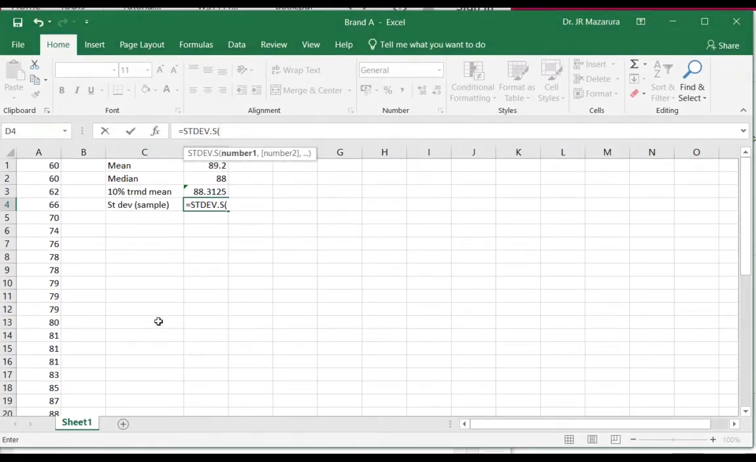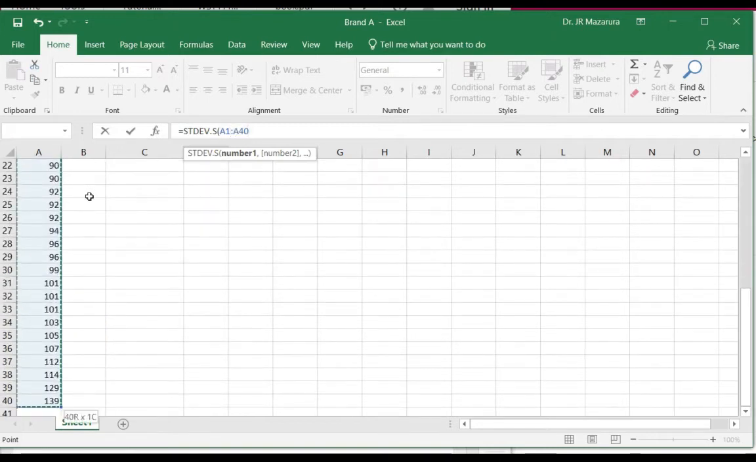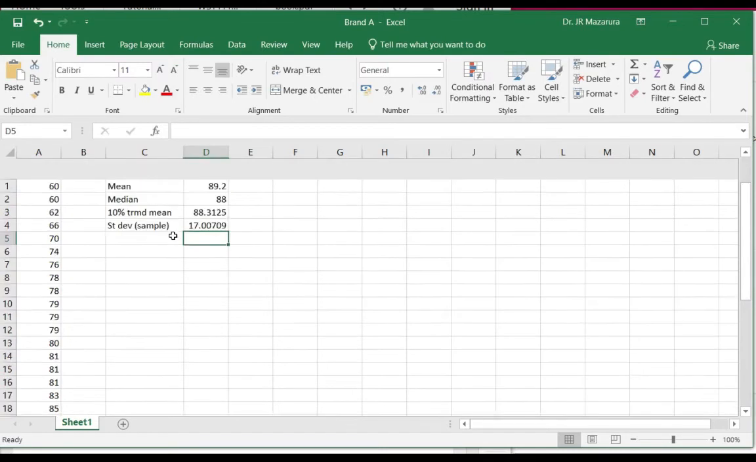Now a trick to highlight everything more easily without having to drag is you click on the first value, and on your keyboard press Control and Shift at the same time, hold them, and then press down on your directional keypad, and it goes all the way to the bottom. Then if you release them, you can close the bracket and click enter, and then it'll calculate it for you.